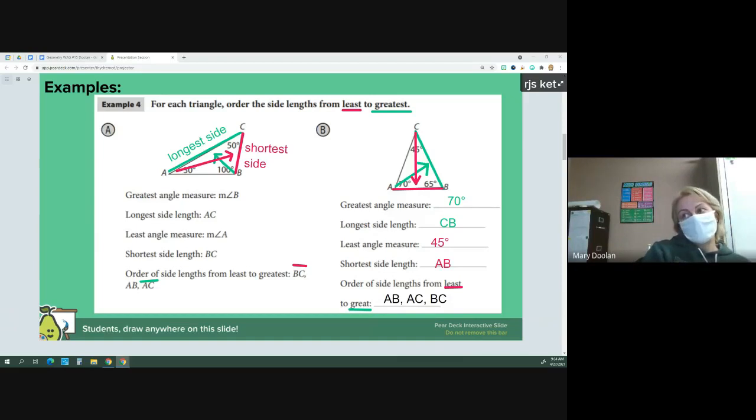So yesterday's work we were doing, we had to actually list out little m, the angle symbol, and then capital name of the angle. Today we're not listing the measures of the angles, we're listing the names of the side lengths. So that's where you have the two capitals next to each other.